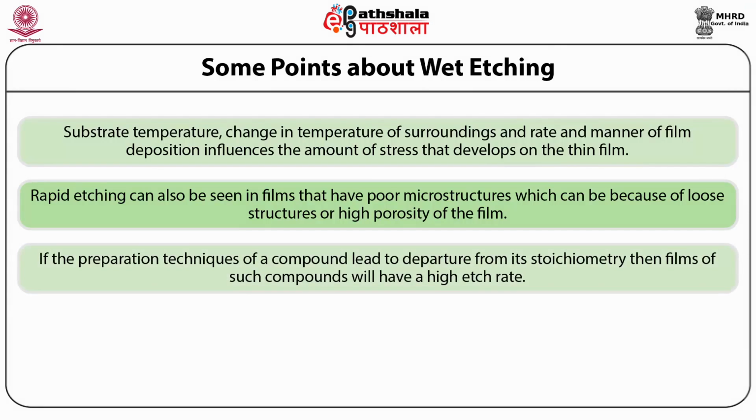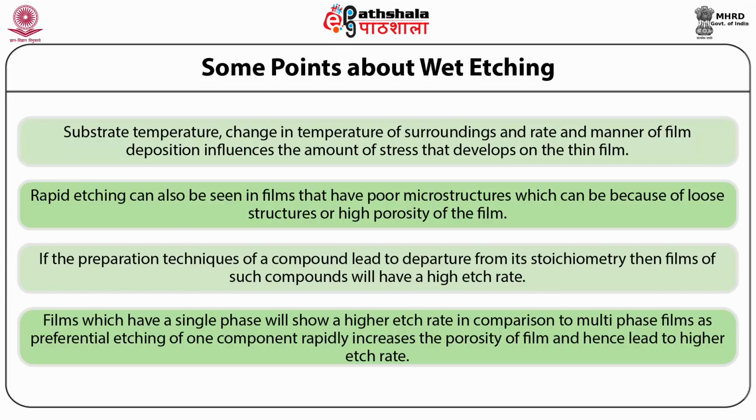If the preparation techniques of a compound lead to departure from its stoichiometry, then films of such compounds will have a high etch rate. Films which have a single phase will show a higher etch rate in comparison to multi-phase films, as preferential etching of one component rapidly increases the porosity of the film and hence leads to a higher etch rate.